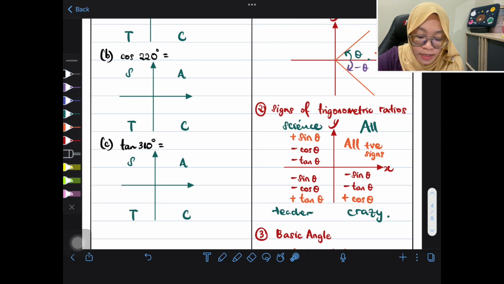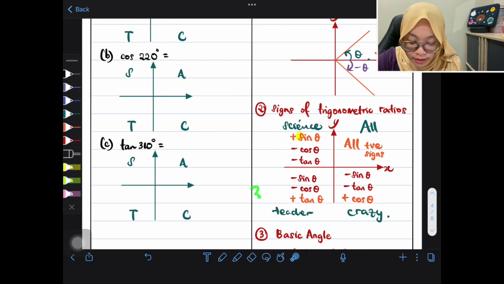Manakala quadrant yang kedua, signs, kenapa dia sign? Sebab the letter S. This letter S will be having a positive only. Okay? Dekat second quadrant sahaja di mana signnya positive. The rest is negative sign. Okay? Negative cos, negative tan. Dekat mana? Dekat second quadrant. Dekat second quadrant yang boleh positif hanyalah sin theta sahaja.